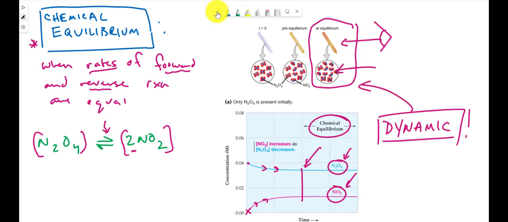But if you zoom back out, you wouldn't see any change to the system. And that's a real key characteristic of chemical equilibrium: the macroscopic observation means it's unchanging, it's at equilibrium. The microscopic one means, though, it's still dynamic. It's actually alive. Things are happening, but they're happening in equal measure.